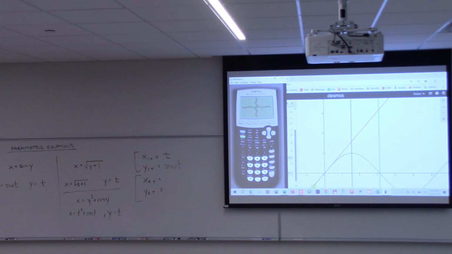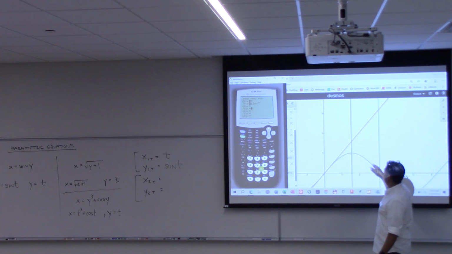So I'm going to go back to y equals. Let me delete this, delete that one, clear that. So right now we've got the sine curve, right? We've got the sine curve.